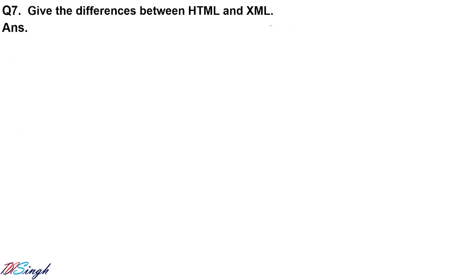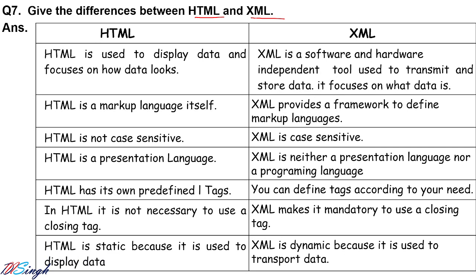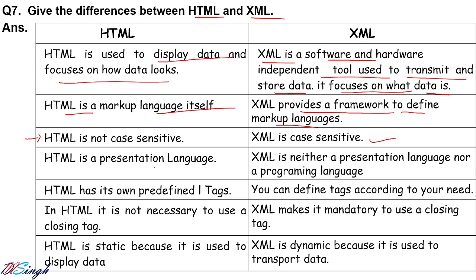Next question is, give the difference between HTML and XML. These both are markup languages. HTML is hypertext markup language. XML is extensible markup language. HTML is used to display data and focuses on how data should look in your browser. XML is a software and hardware independent tool used to transmit and store data. It focuses on what data is. HTML is a markup language in itself. XML provides a framework to define markup languages. HTML is not case sensitive, but XML is case sensitive.